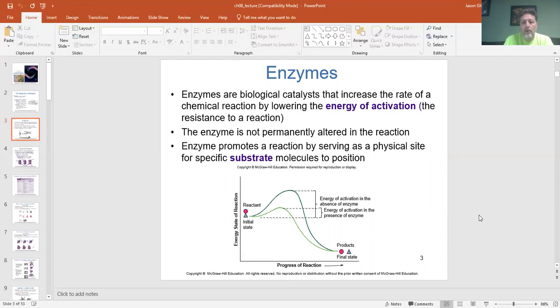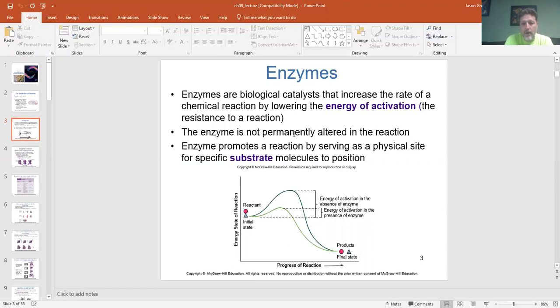Enzymes are very important for life because they speed up chemical reactions without raising temperatures. That's what a catalyst does. It's going to make a reaction occur more quickly. So we call this the process of lowering the activation energy, or energy of activation. In other words, it means it takes less energy to do the same reaction using the enzyme than without the enzyme.